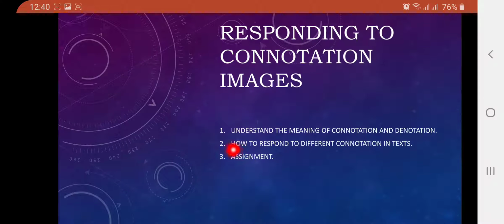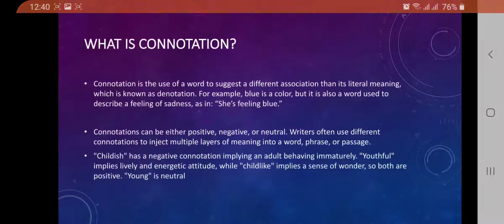So you will have questions that will ask you to spot and figure out the connotation meaning through any text. The last and the third thing is the assignment. So I'm going to give you an assignment just to make sure that you fully understand the lesson.